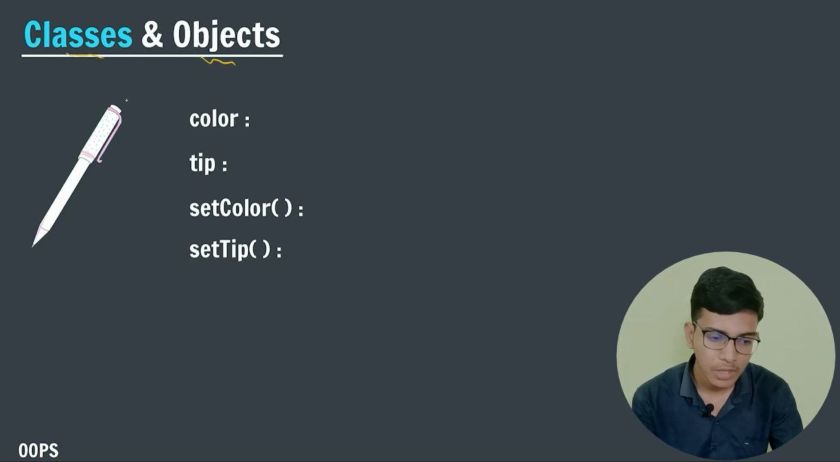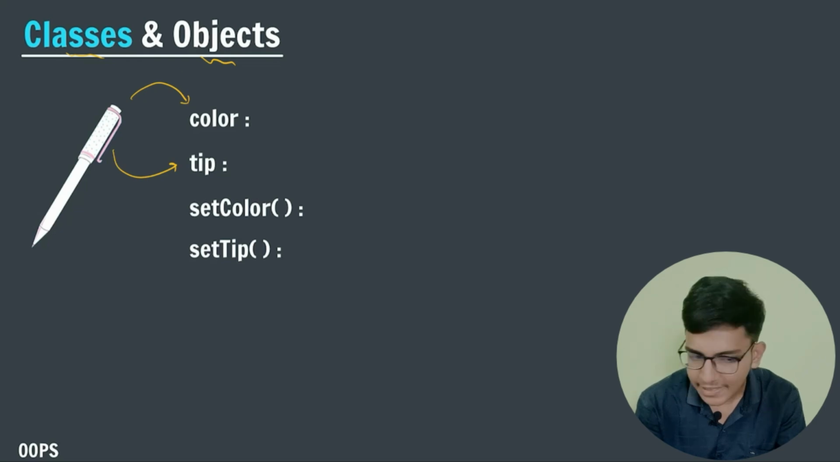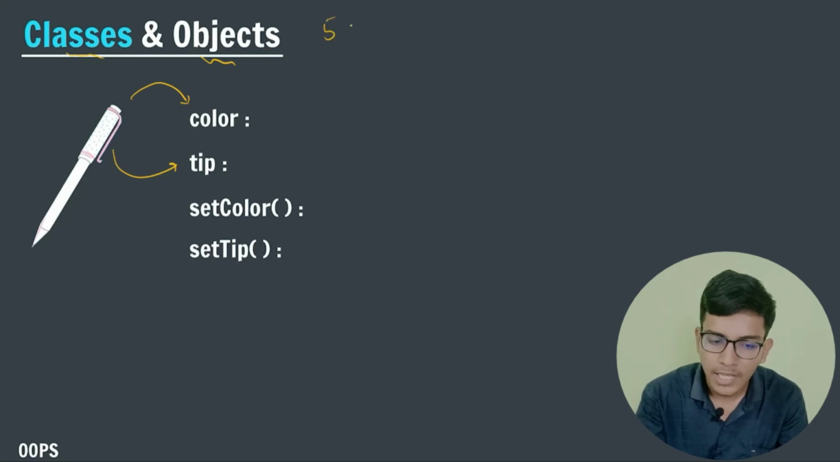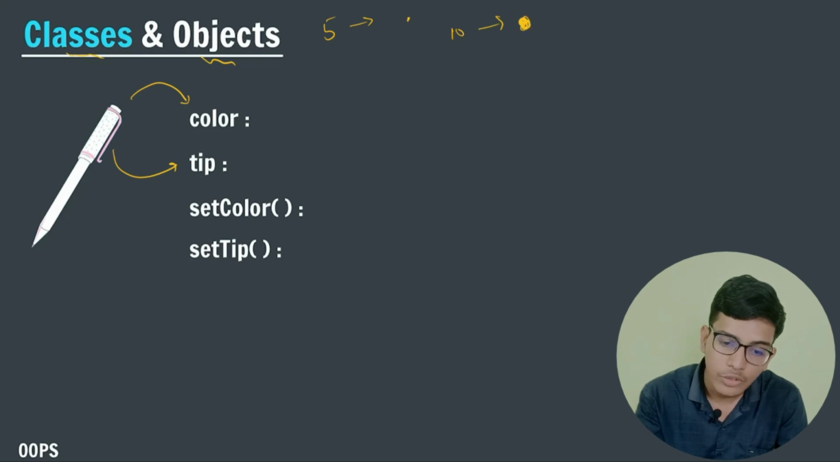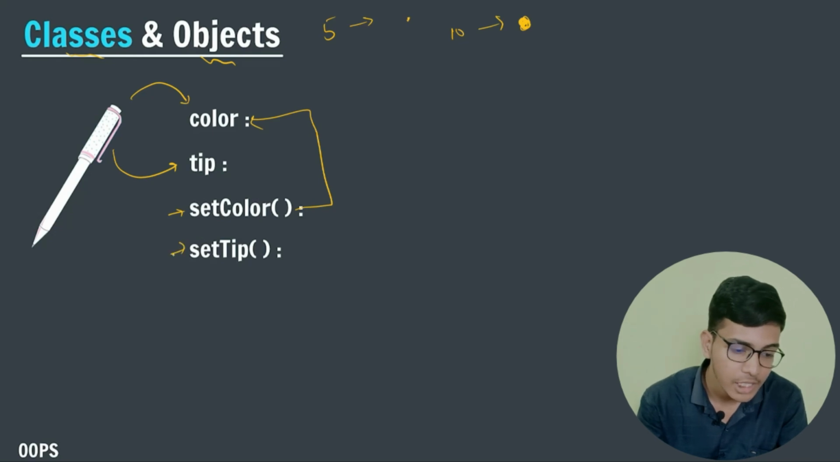Let us take an example that we have a pen. So a pen has a color, right? So now I am using a yellow color pen. After that, a pen has a tip. If I give the pen tip, that tip is nothing but thickness. So if I give 5, that is normal thickness. If I give the tip as 10, then that is a huge thickness. The thickness of the pen is much greater, right? After that, setColor is a function which will set the color of my pen. After that, setTip is a function which will set the tip of my pen.